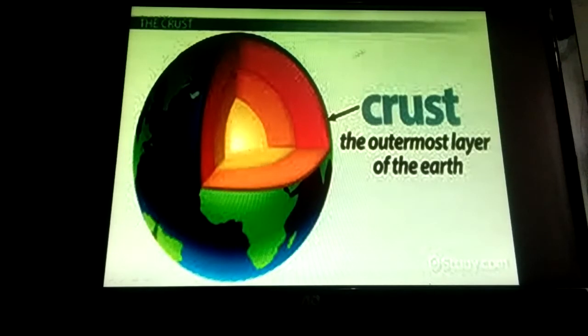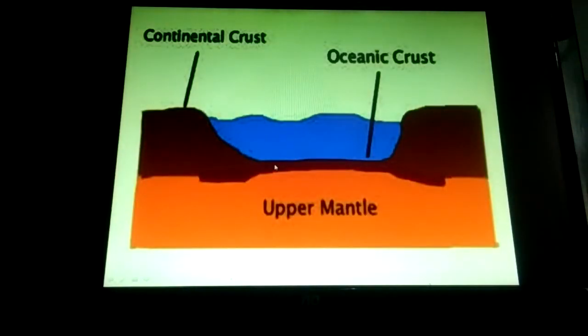This crust is of 2 types: continental crust and oceanic crust. See the image. The continental crust is shown in brown color and the oceanic crust in blue color.